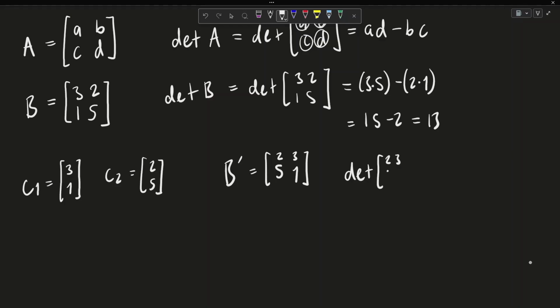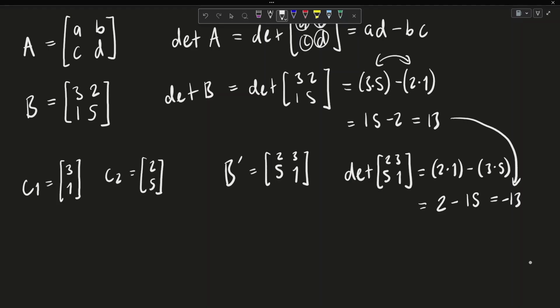Determinant of [2, 3; 5, 1] equals 2 times 1 minus 3 times 5. And intuitively, you see that these two entries have been flipped. So since we're subtracting, we would get the negative value. So we'd get 2 minus 15, which is negative 13, which, as you can see, is the inverse.